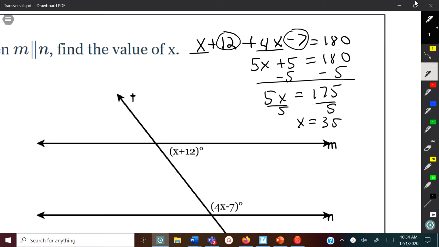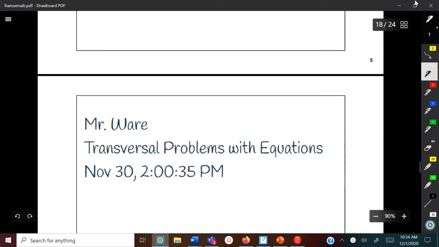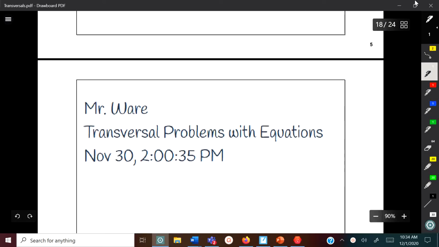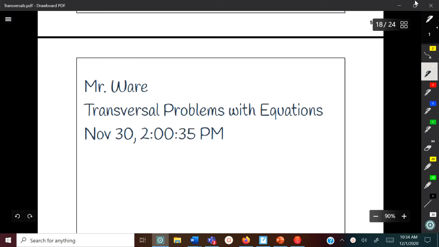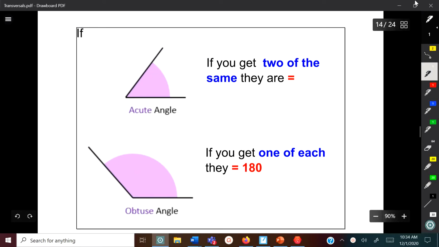And that's it. That is using transversals. We'll go back up to the title here: transversal problems with equations. So you just want to stay true to this: if you've got two acutes, they're equal. Two obtuse, they're equal. One of each, 180. And that's how you set up your equation, then just solve.